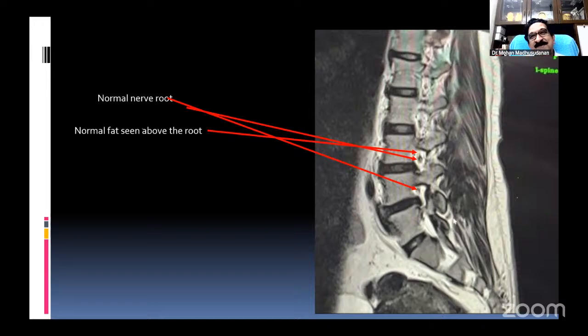Okay, so after all, look at the NCV. NCV is typical of radiculopathy. Decreased CMAP amplitude, normal SNAP. Prolonged F-wave latency, prolonged or absent H reflex. All favoring a root involvement.